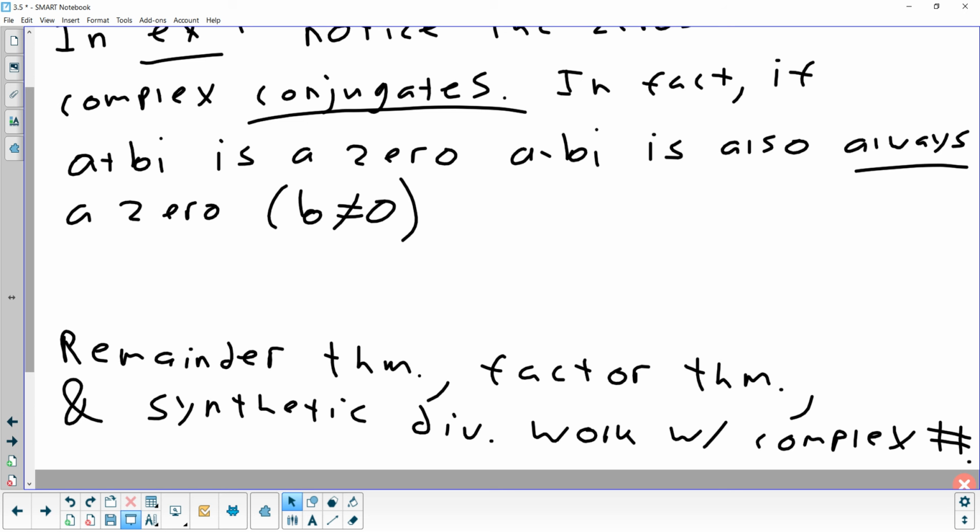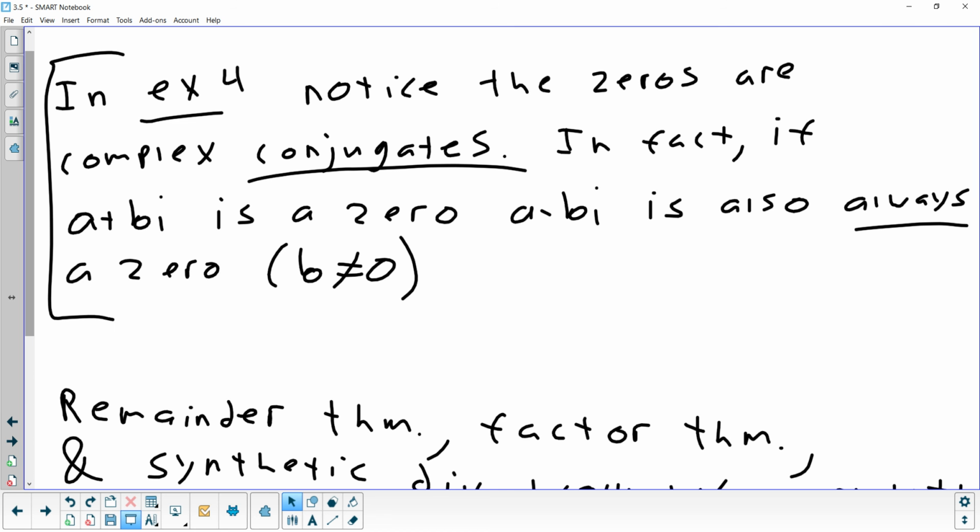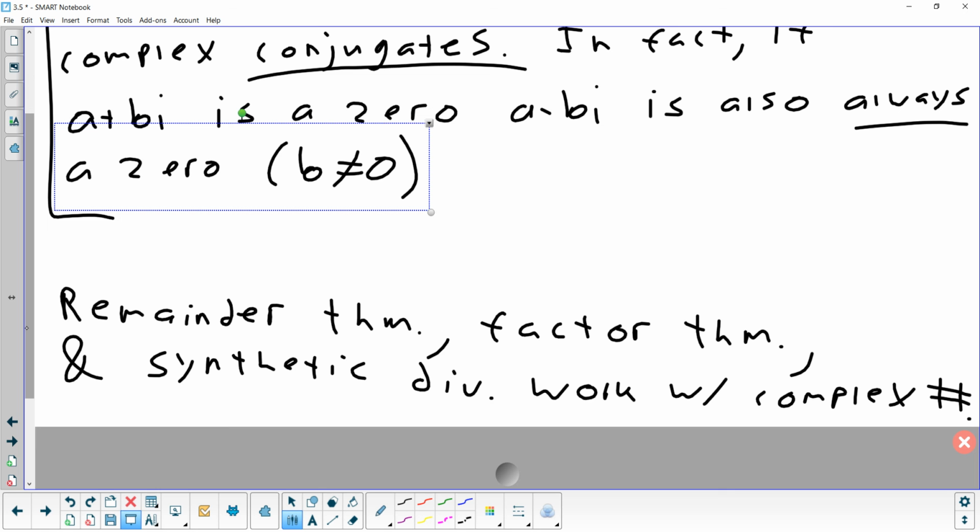Now, of course, if the imaginary part is 0, then now you're dealing with real numbers. That's more like what we did at 3.4. For this trick to work, you have to have an imaginary part of the number that's not 0. Now, this last thing at the bottom, I'm just reminding you that all the things we learned last week, remainder theorem, synthetic division, factor theorem, those all work with complex numbers. And we're going to try one with synthetic division. I'm not going to have you do long division with complex numbers. We'll stick to synthetic.